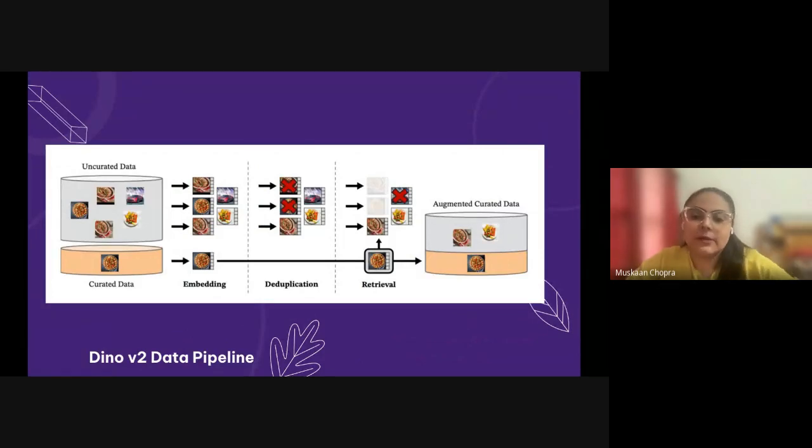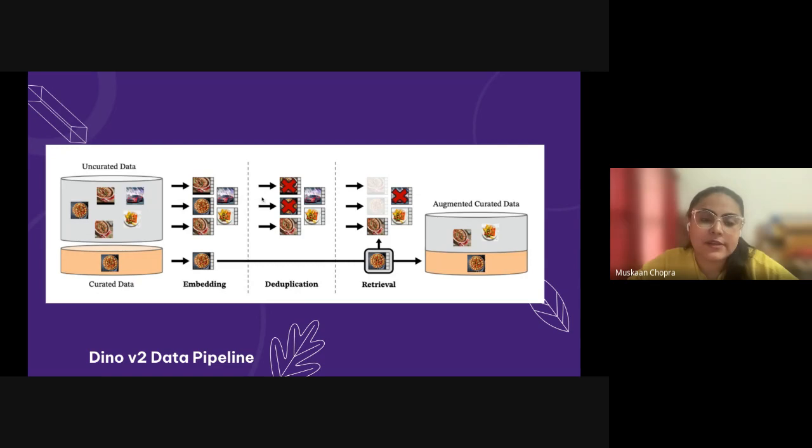So here's the new data pipeline which was introduced in DINOv2. DINOv2 builds a huge dataset by curating existing datasets, which makes it easier for DINO to train on large datasets as compared to its previous version. The data processing pipeline is the main contribution of this paper. The aim of this pipeline was to get a quality training dataset at large scale.